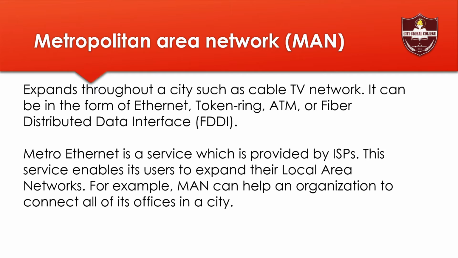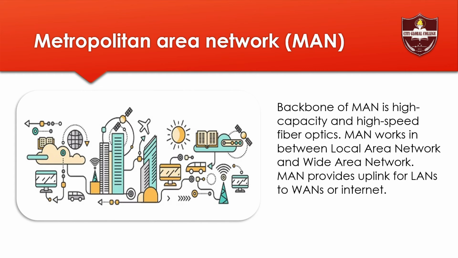Another is the Metropolitan Area Network, or the MAN. A Metropolitan Area Network expands throughout a city, such as a cable TV network. It can be in the form of Ethernet, token ring, ATM, or Fiber Distributed Data Interface, or the FDDI. Metro Ethernet is a service which is provided by the ISP. This service enables its users to expand their local area network. For example, a MAN can help an organization to connect all of its offices in the cities.